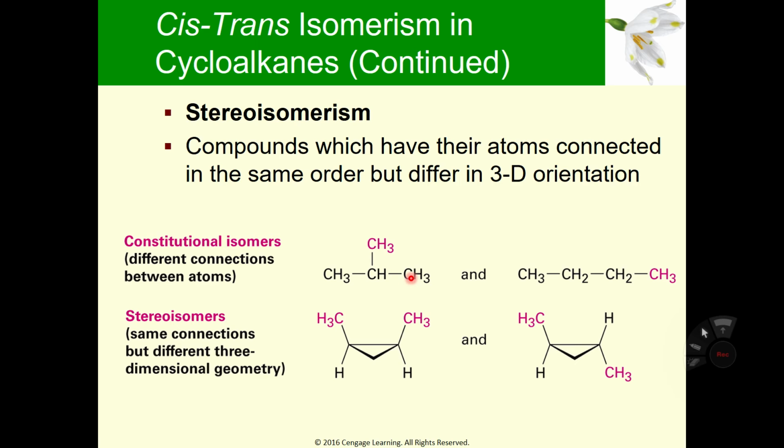Now, this kind of cis-trans isomer we call stereoisomerism. So far we discussed the constitutional isomers, like here, this is normal butane, this is isobutane. They have different connections between atoms. So if you want to convert this isomer into the other isomer, you have to break bonds and change the arrangement of atoms. Otherwise, there is no way to convert one isomer into the other isomer. And we call this a constitutional isomer.